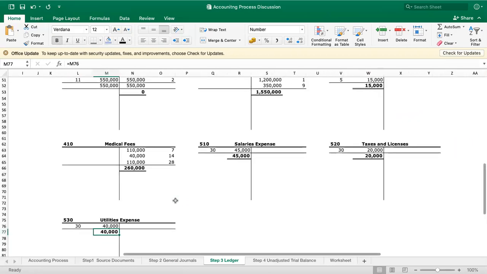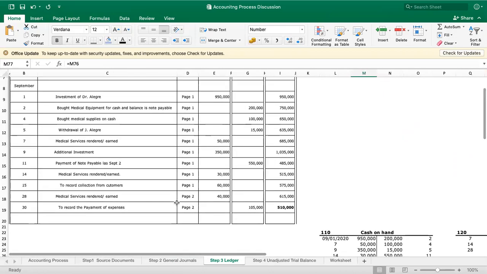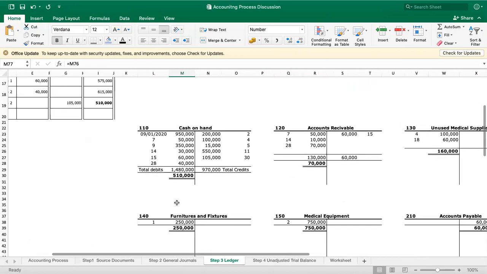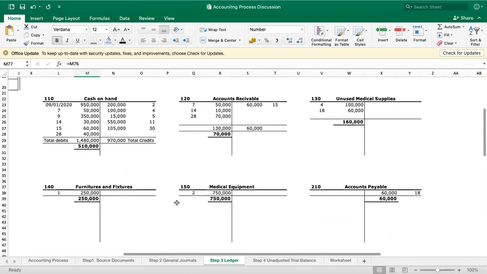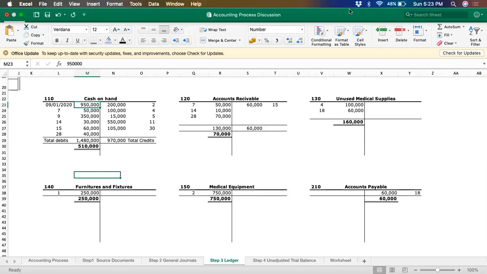So here you can use the T accounts instead of using the format of the ledger. For illustration purposes, for discussion purposes, and for class purposes, I will accept the T accounts. But make sure ito yung format: you have the account number, the account title, and the dates and the amounts. Okay, so after you post the amounts to the ledger, the next step is preparation of the unadjusted trial balance. So we are now on step 4, unadjusted trial balance.